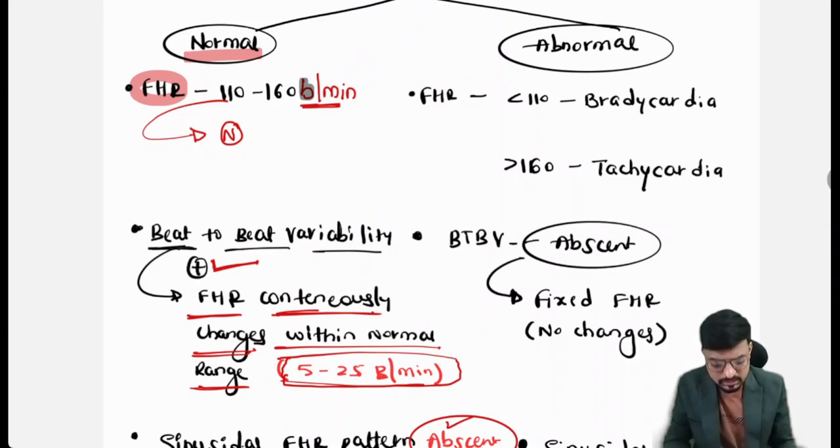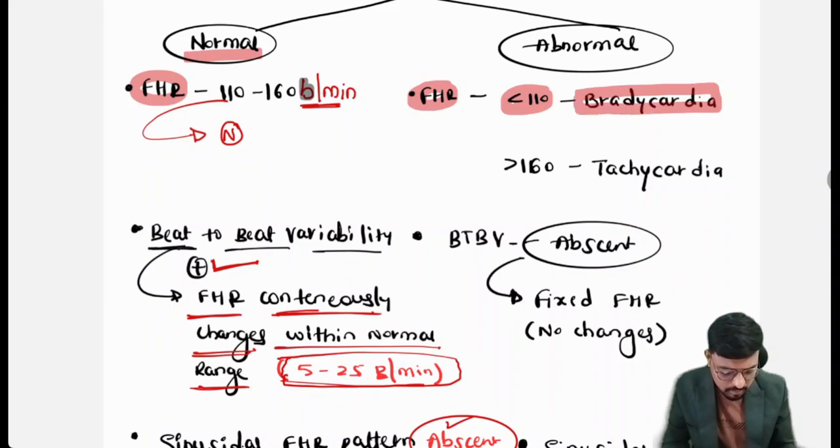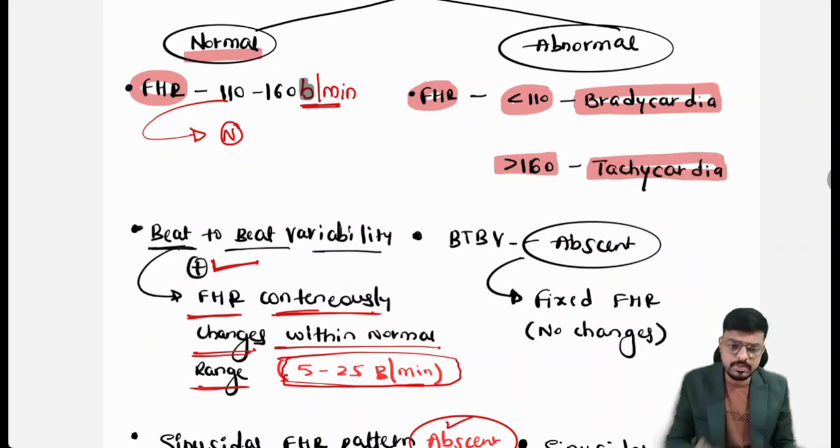If the fetal heart rate is less than 110, that is what we call bradycardia. If the fetal heart rate is more than 160, that is what we call tachycardia. Bradycardia and tachycardia are both not good. If bradycardia or tachycardia is present, that is abnormal in the fetus, which indicates fetal hypoxia. There is less supply of blood to the fetus.